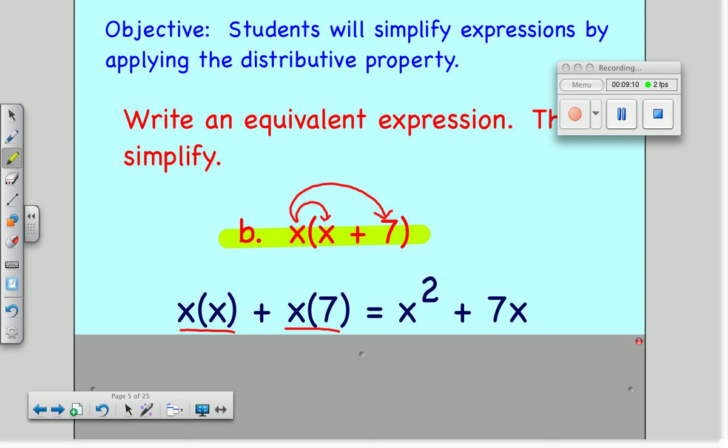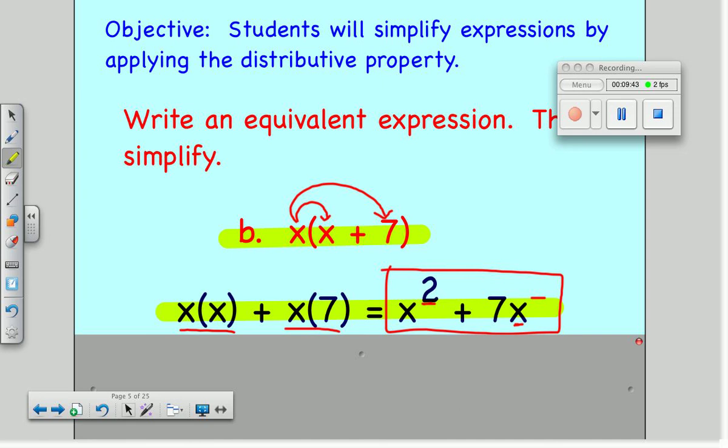Can I combine those now because they both have x? No, you cannot, because they are not both raised to the same power. This x is being raised to the second power. This x here is being raised to the first power. There's no power there, so we know it's the first power. So don't forget to write this as well. And this is my final answer right here. This is it. X squared plus 7x.